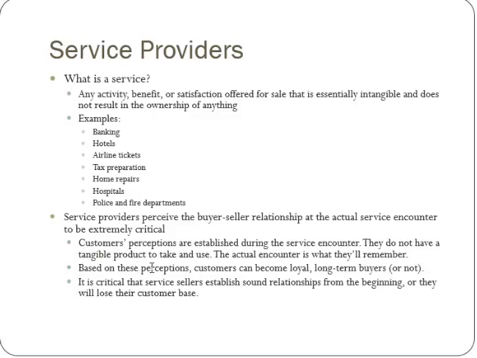If you don't like the service, even if you like the food, you may very well not go back. And that's why customers, based on their perceptions of the service, can be loyal long-term buyers, or you can lose them very easily. And therefore, of course, it's critical that sellers establish sound relationships. No matter how good your marketing is, if the customers don't like your service, they're probably not going to come back.